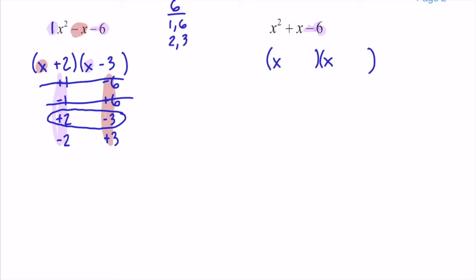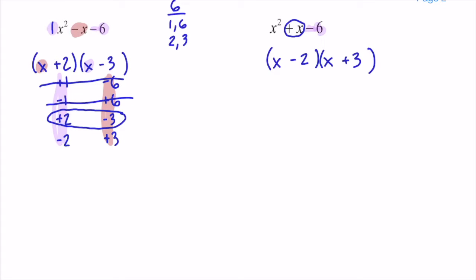Now, I have the same scenario of 4 options on the right-sided problem, but now I want to multiply to make a positive 1x. So when those two inner terms add together, I'm going to need to have a minus 2 and a plus 3.